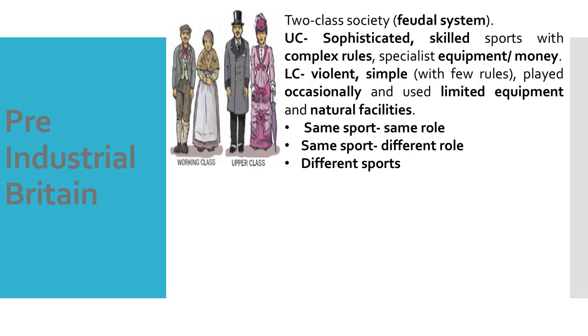You did see a question on class as we were going throughout the course, which was quite a difficult one, and it links class to the choice of sports in pre-industrial Britain. If I got a question like that, I would always introduce it by saying, okay, so upper class pursued sports that were skilled, sophisticated, lower class, violent, simple, occasional. And then you want to talk about how sometimes they played the same sport and had the same role.